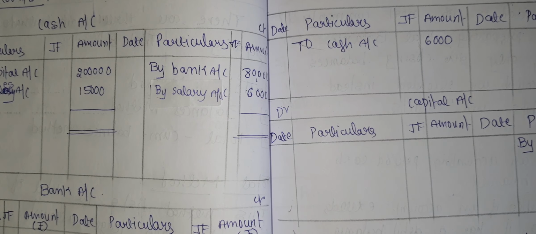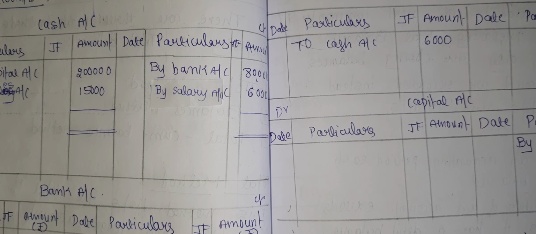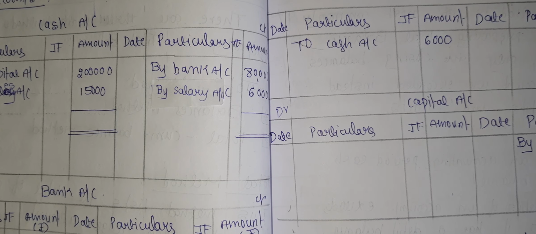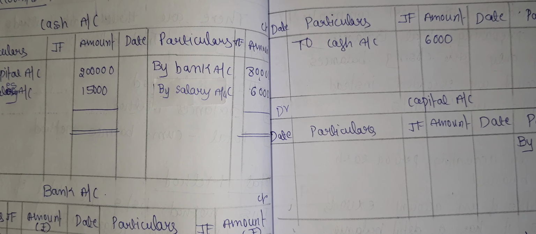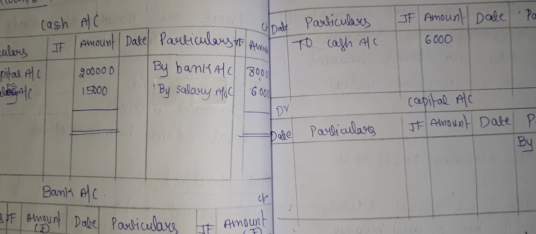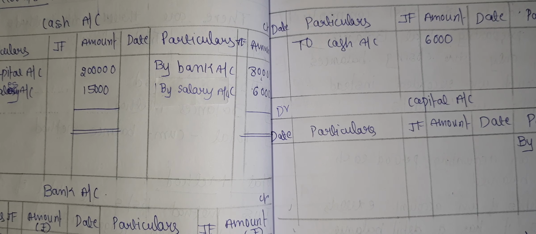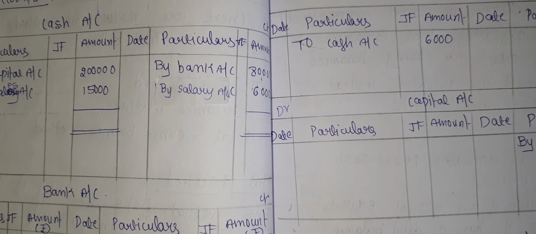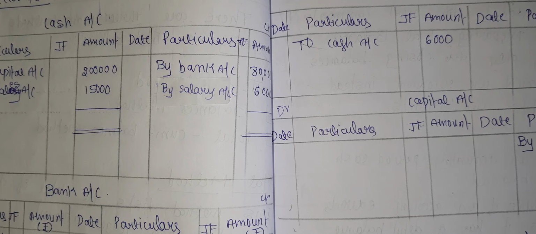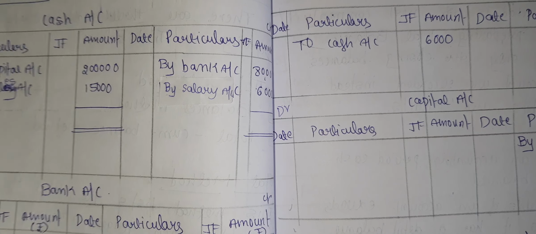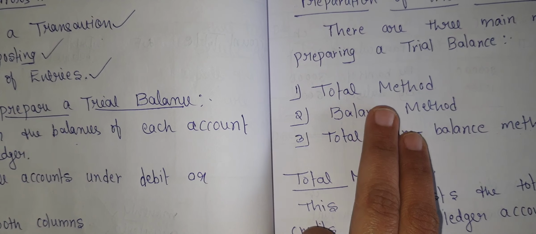And because it only records total transactions, means total amount of debit and credit posted in the ledger, rather than the remaining balance. Remaining balance means closing balance after adjustments. And there is no clear distinction between asset, liability, income and expenses balance. This point will come in the second method, that is the balance method.